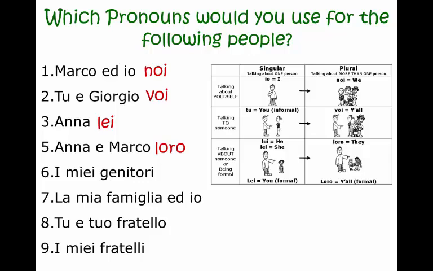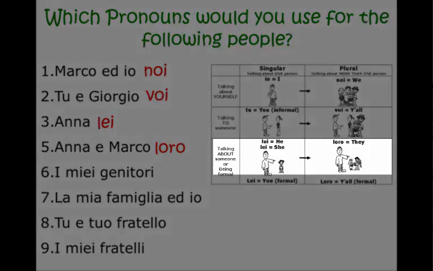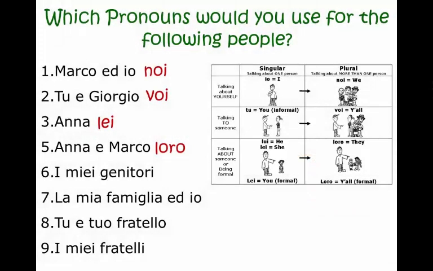Here's another example, I miei genitori. This says my parents. Now I'm not talking to them, and I'm not including myself here. So again, I'm down at that third row. I'm talking about my parents, and since it's more than one person, I'm in that plural side. So the third row in the plural column brings us again to loro.